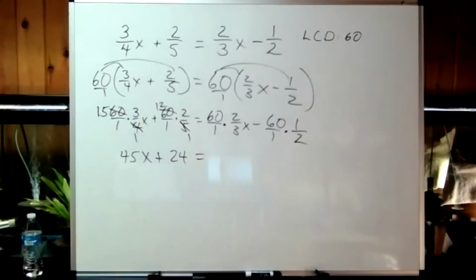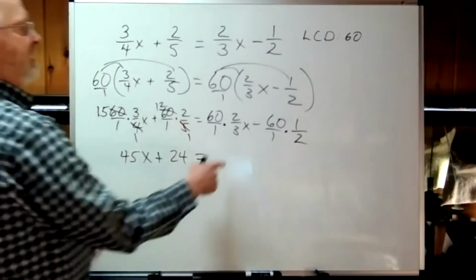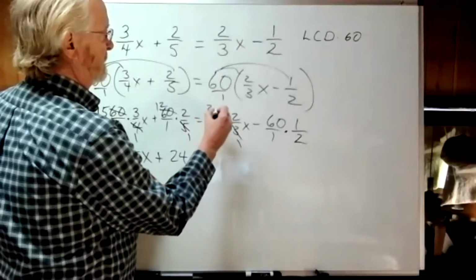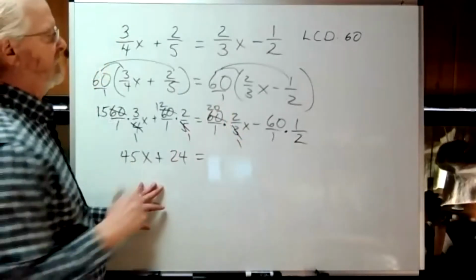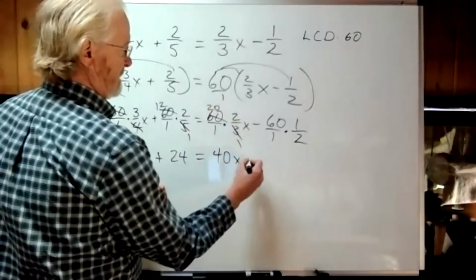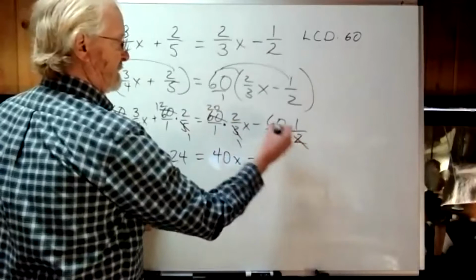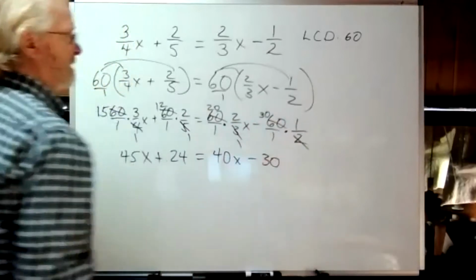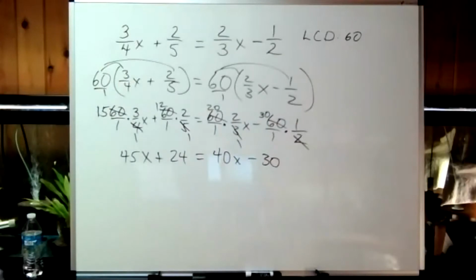All right. On to the other side. If I divide both of those by a 3, 60 divided by 3, I have 20. So I have 2 times 20, which is now 40x. Right? And dividing by 2, minus 30. So that process was trying to get rid of all those x's. Excuse me, all those fractions.